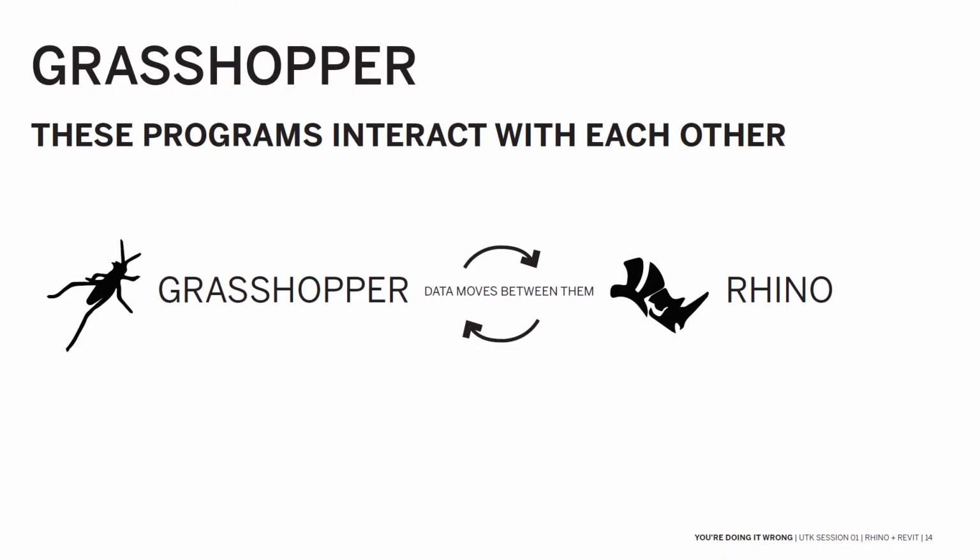So these programs work together. Grasshopper is a plugin for Rhino. It does not exist without Rhino, so you can't just open Grasshopper and nothing's there. You open Rhino, then you open Grasshopper, and data flows between the two. So you make a model in Rhino, you can then edit that in Grasshopper and then put it back into Rhino, and that's a cycle that continues between the two programs.